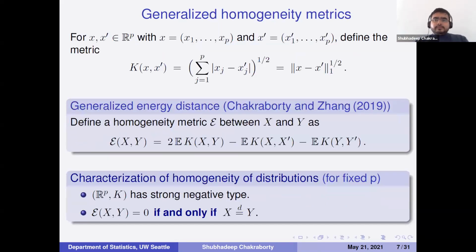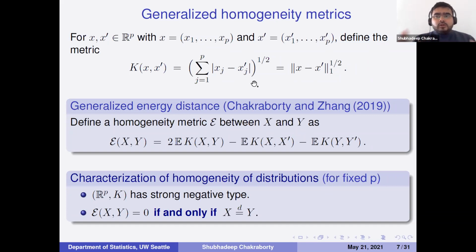So with that in view, what we define is a metric on the p-dimensional space. Let's say x and x prime are two p-dimensional vectors. We define a distance k between x and x prime as essentially the square root of the L1 distance between x and x prime.